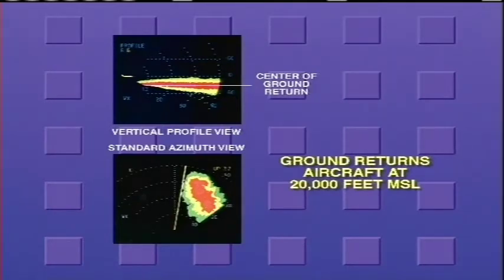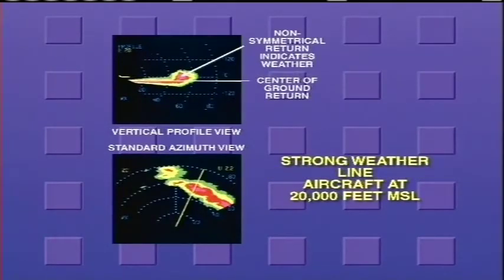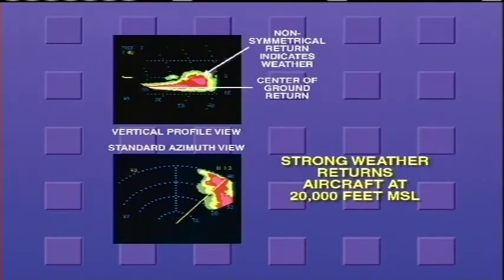Displayed as strong, symmetrical ground returns at 130 nautical miles are flat terrain with Denver and the background mountains. When the beam shows a symmetrical image about the ground return center line, either the returns are from a very solid object, such as the ground, or a very intense low-level close-in storm. Watch for non-symmetrical returns. They indicate weather. An intense high-level storm is depicted by the non-symmetrical returns.